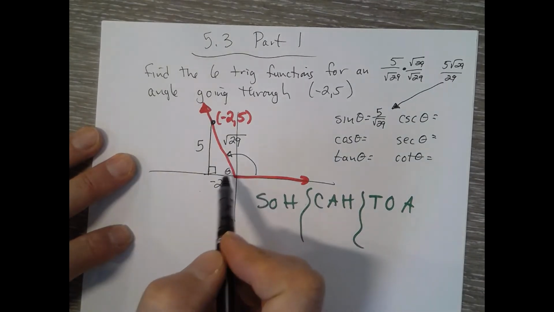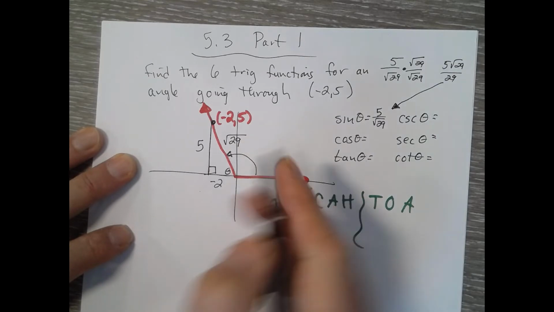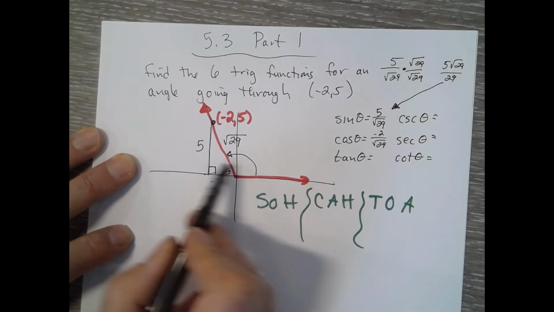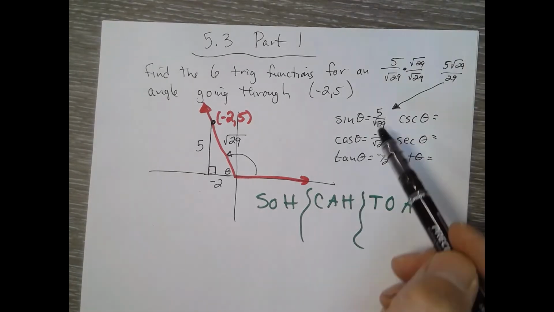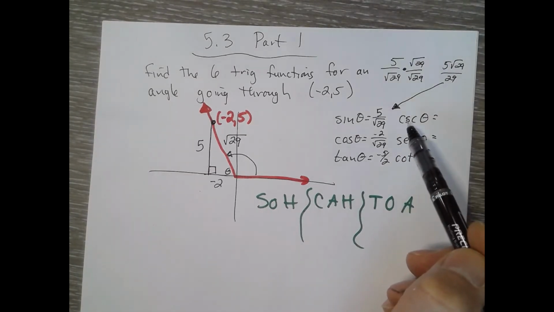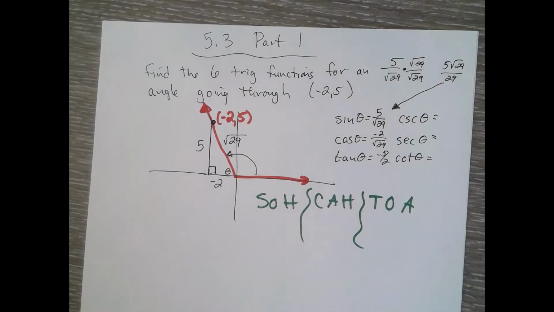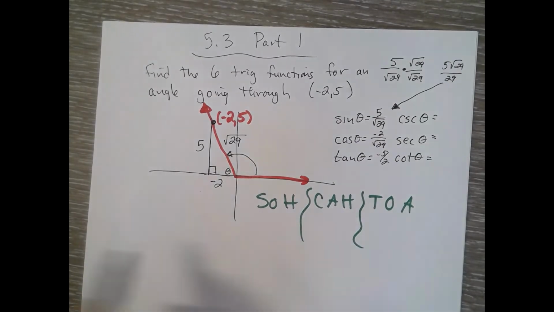Cosine of theta is adjacent over hypotenuse, so -2 over square root of 29. Tangent of theta is opposite over adjacent, so -5 halves. The other 3 can be found by just finding the reciprocal. So the cosecant would be the square root of 29 over 5. The secant would be the square root of 29 over -2, or negative square root of 29 over 2. And then cotangent of theta would be -2/5. Okay, so once you have the triangle drawn, then you just find the ratio of the sides.